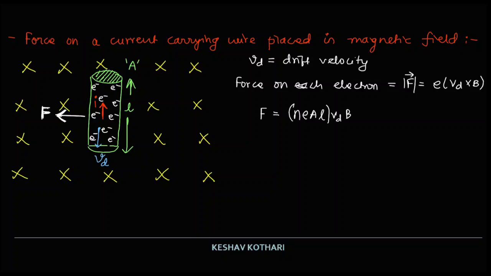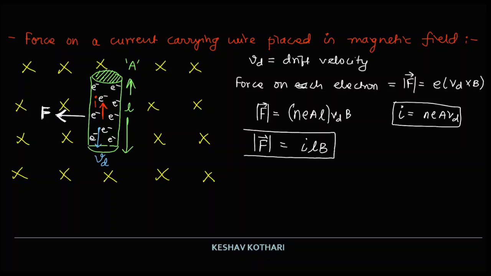From the current electricity, I is equal to nEAVd. So I can put this as the value of current, and hence the magnitude of force on this wire can be written as ILB. So the magnitude of force on the current carrying wire placed in the magnetic field is equal to ILB.